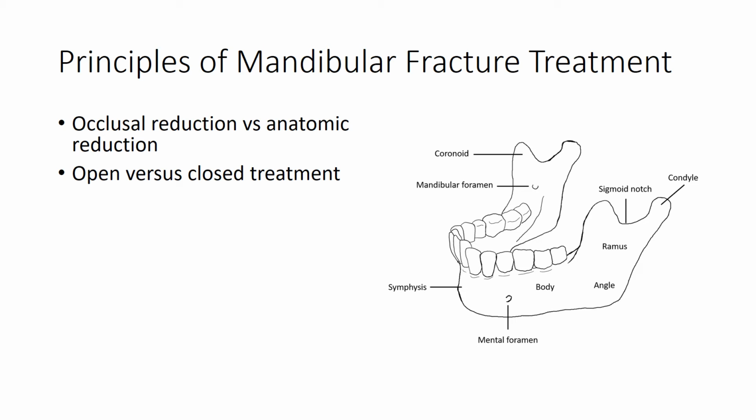Well, the second point is that these fractures can be fixed with open reduction or closed reduction. Open reduction involves an incision. It can be an extraoral facial incision or an intraoral mucosal incision with usually either rigid fixation with screws or a combination of plates and screws. Closed treatment is with arch bars and wires, and it involves what's called maxillomandibular fixation.